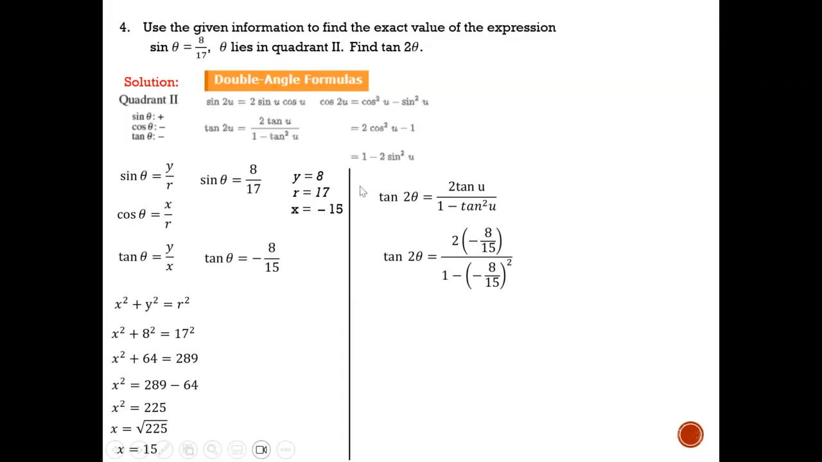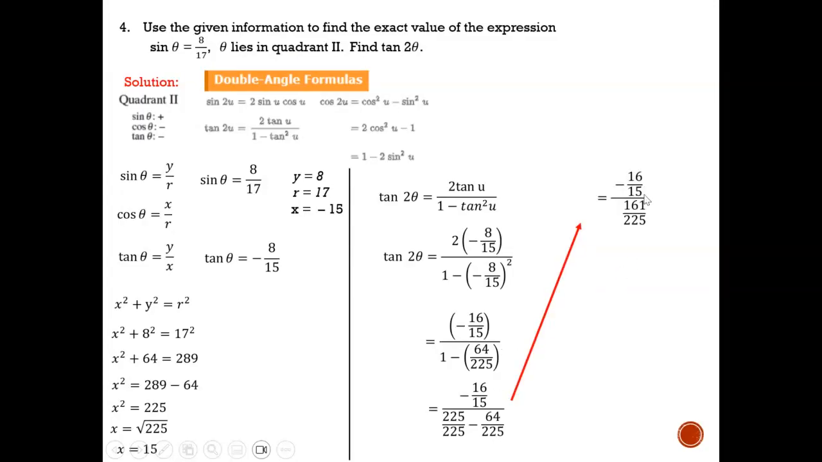So tangent of 2 theta is equal to 2 times the tangent, which will be 2 times negative 8 over 15, over 1 minus tangent squared. The tangent is negative 8 over 15, and we square it. It's going to give us on the numerator negative 16 over 15. And the denominator is going to be 1 minus 64 over 225. Now we have to simplify the denominator. So 1 minus 64 over 225 will be 225 over 225 minus 64 over 225, which will result in negative 16 over 15 divided by 161 over 225.